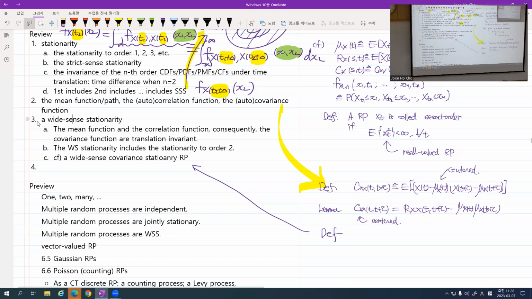By the way, let's talk more about the wide-sense. Okay, before talking about that, sometimes if it is clear that you talk only about a single random process, we usually drop this auto in autocorrelation function and auto in autocovariance function. Got it? Wide-sense stationarity, as I already mentioned, means mean function or path is a constant function, and the correlation function is a function of time difference. Here, mean function and correlation functions are translation invariant, right? And you know what that means. By the way, the wide-sense stationary random processes set includes the set of all stationary processes to order 2.